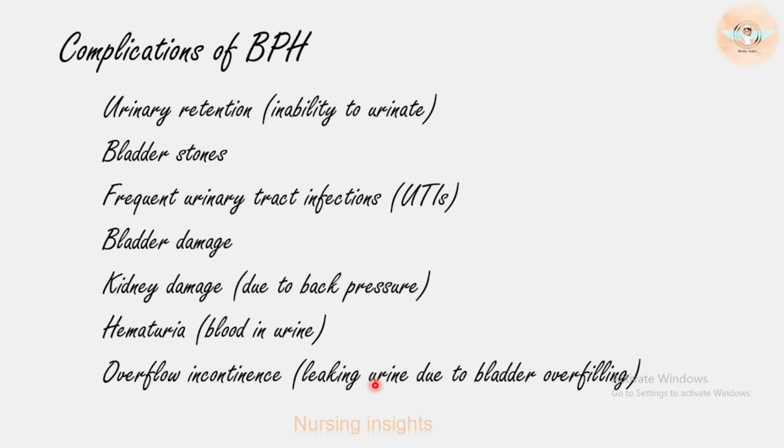When the bladder is overfilled, urine will automatically leak. That is incontinence. I hope you all know the difference between incontinence and retention. Retention means urine is retained in the bladder, and incontinence is just the opposite. When the bladder can't hold the urine, it will be incontinence, overflow. Okay.